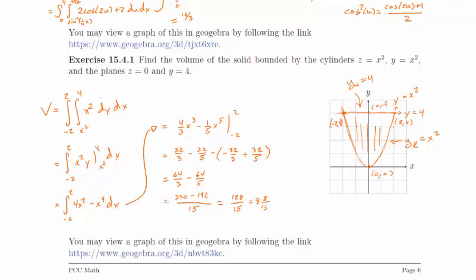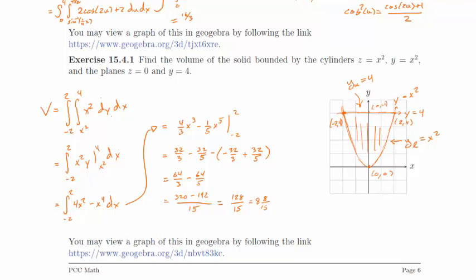You can see that things are symmetrical. I didn't actually use that at all, but we could use some symmetry to evaluate this in some way. So in the x direction, we're going from -2 to 2. In the y direction, we're going from x squared to y equals 4. So I'm doing the y direction first, my lower bound being x squared, my upper bound being 4. So my volume is going to be given by the integral from -2 to 2 in the x direction of the integral from x squared to 4 in the y direction of x squared dy dx.